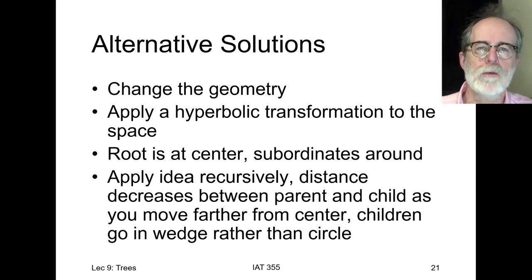So an alternative solution to the problem of drawing trees is to change the geometry a bit. I'm not saying this is the only possible solution, but I'm simply giving illustrations of the way in which the design space of a node-link tree drawing has been explored. So what I'm going to show you now is something called the Hyperbolic Tree Viewer. And what that does is it applies a hyperbolic transformation to the space. And we'll show you what that means.